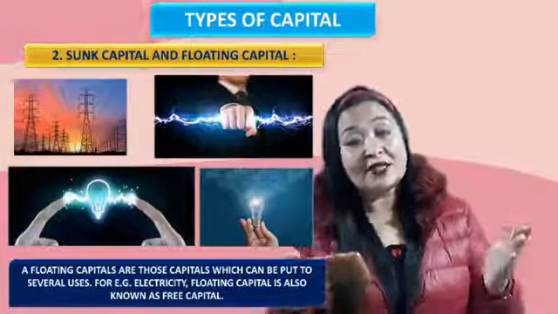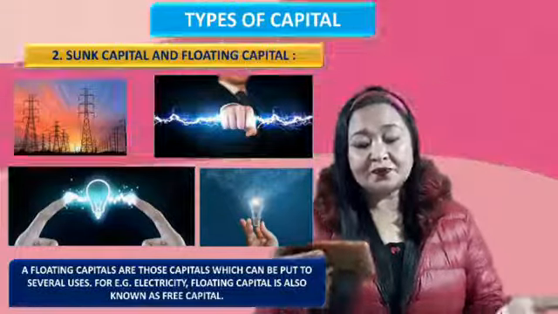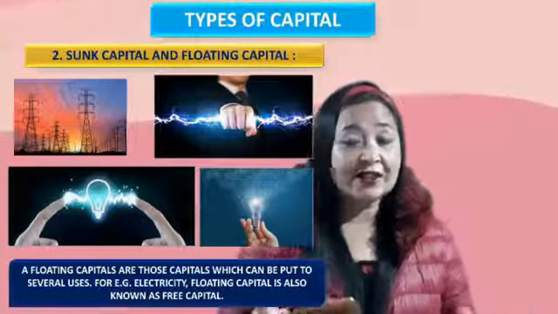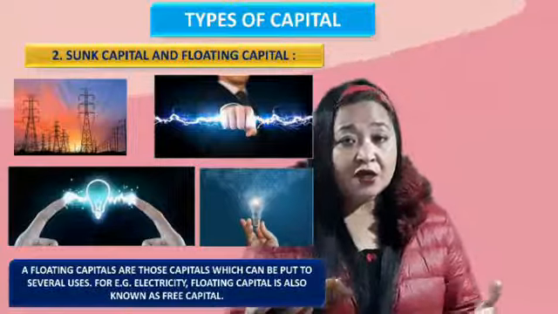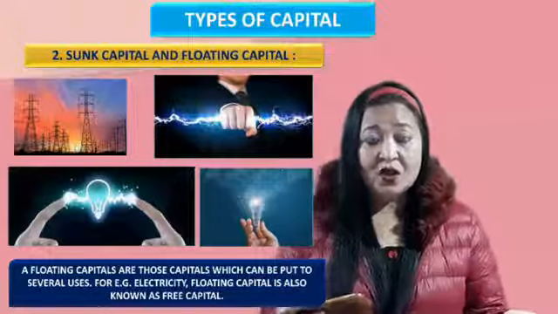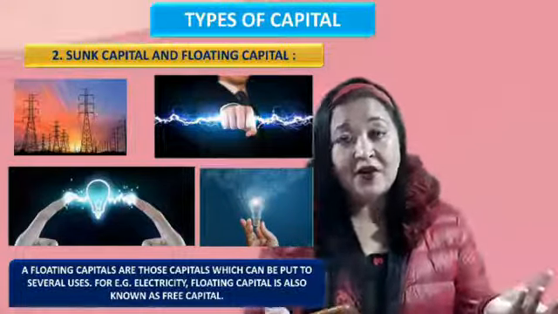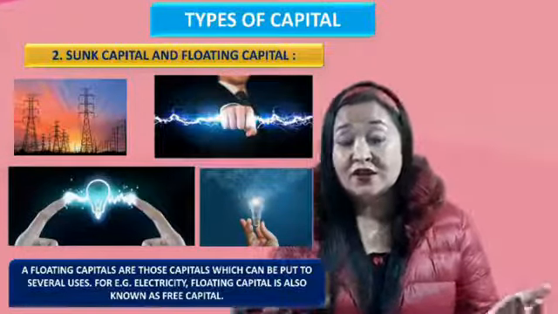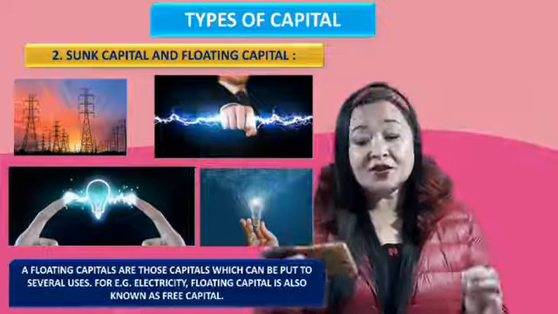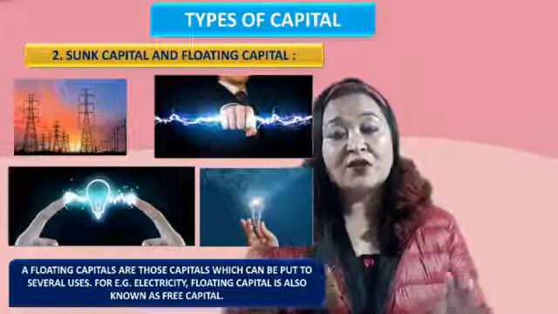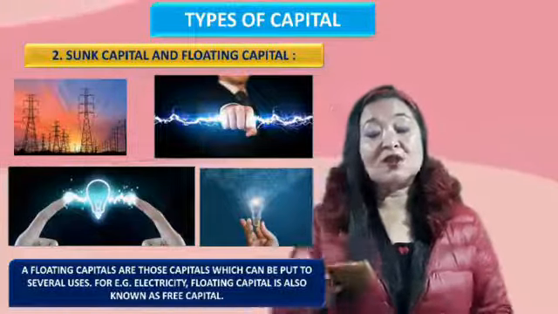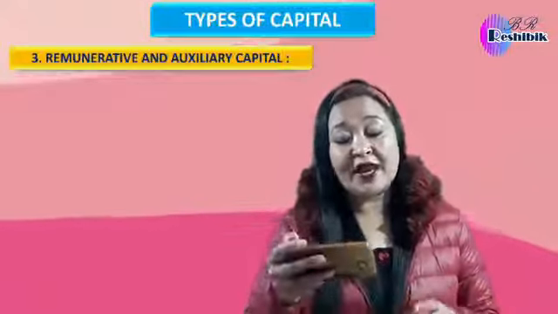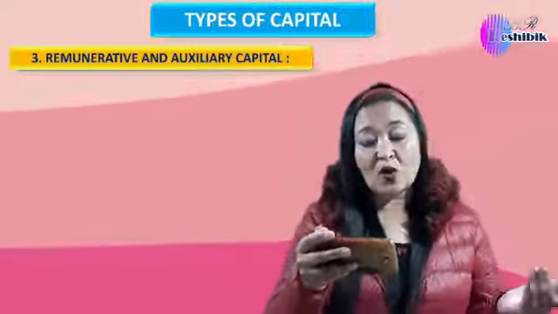Alright? Then we have another kind of capital which is known as floating capital. Now what are floating capital? Floating capitals are those capitals which can be put to several uses. Like for example, electricity. Electricity has got multi-purpose, it can be used for so many purposes. Yes or no? Electricity can be used to light your house. It can also be used as a heating agent. It can also be used as energy to run different machineries, etc. So electricity is a very good example of floating capital. Floating capital is also known as free capital.